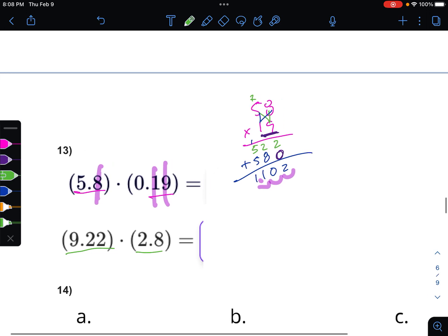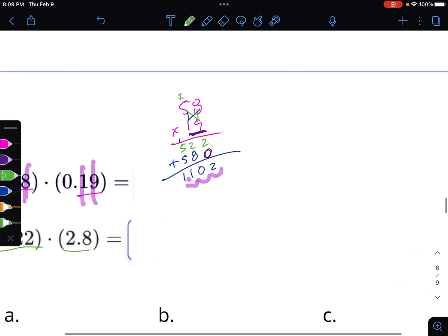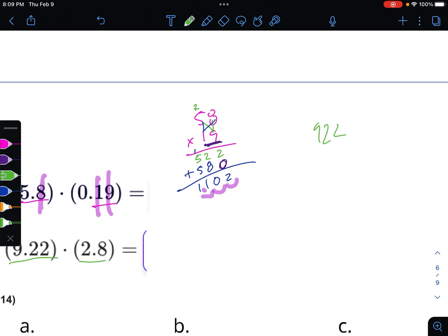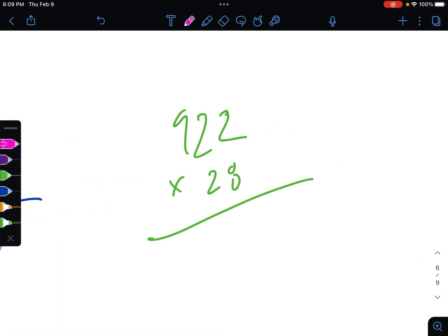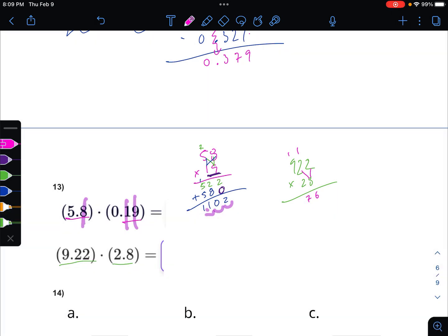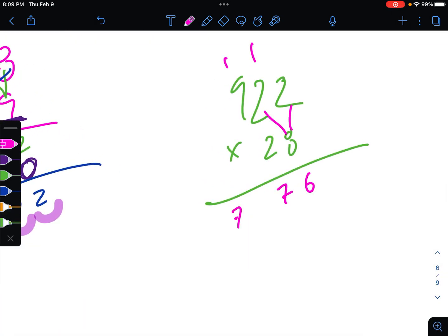922 times 28. Again, I can put whatever one I want on top, but I usually do the bigger one just because it makes less math at the bottom. That's really why. I kind of like to be a little lazy sometimes. Okay, 8 times 2, 16. 8 times 2 plus 1, 17. 8 times 9, 72 plus 1, 73.